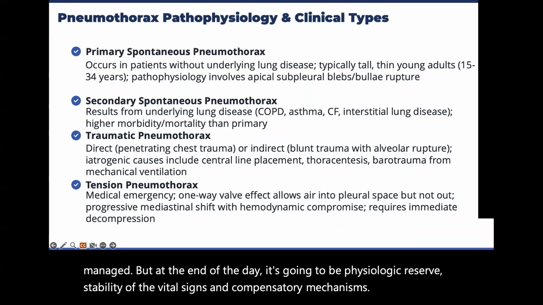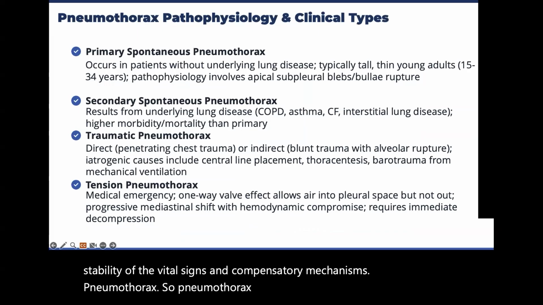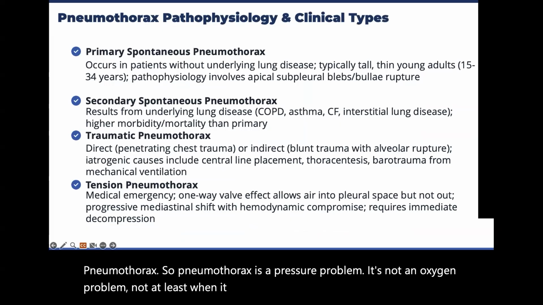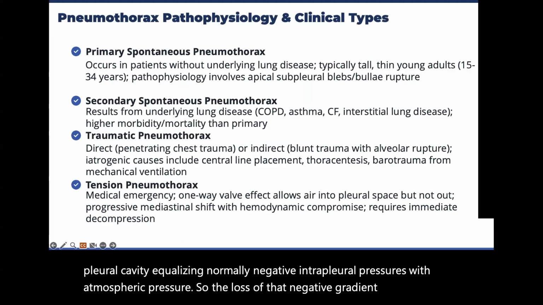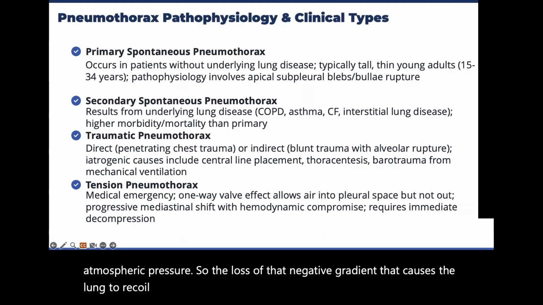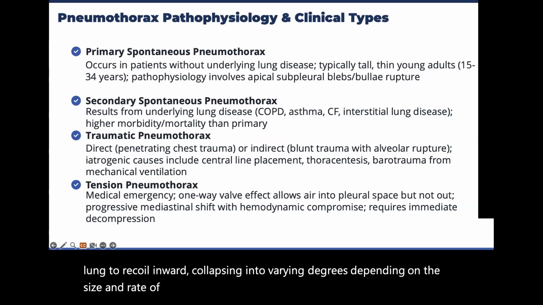Pneumothorax. So pneumothorax is a pressure problem. It's not an oxygen problem, not at least when it begins. This occurs when air breaches the pleural cavity, equalizing normally negative intrapleural pressures with atmospheric pressure. So the loss of that negative gradient that causes the lung to recoil inward, collapsing into varying degrees depending on the size and rate of air accumulation.